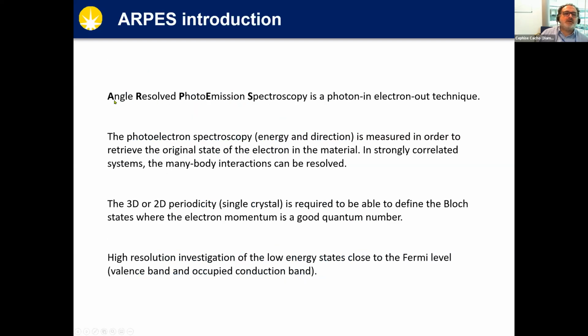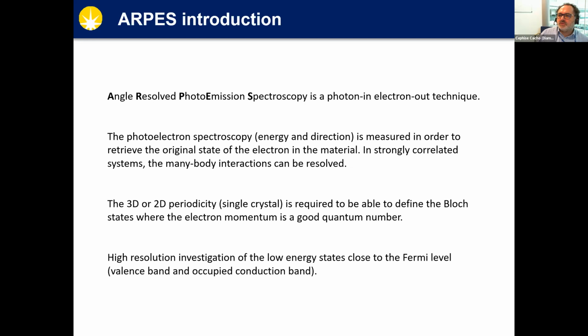So the first thing is, what is ARPES? The name stands for angle resolved photoemission spectroscopy, which is a photon in, electron out technique. What we do is the spectroscopy of the emitted electrons. In the vacuum, we're measuring the energy and the direction of these electrons, in order to retrieve the original state of the electron in the material before the photoemission process. That's the band mapping. Another important thing is, in a strongly correlated system, you can also see signatures of many-body interactions. That's very rich physics, which has been the core of ARPES over many years.